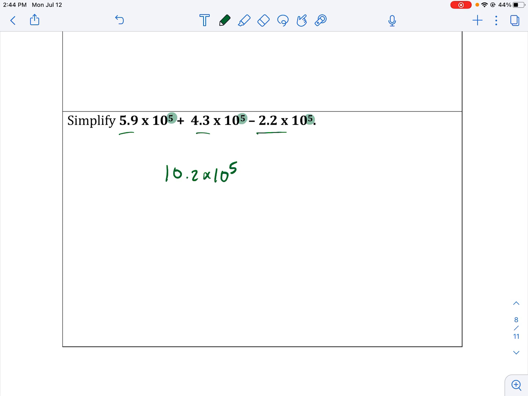Now you might be saying, well, that's not scientific notation. That's good that you recognize that. We don't care until the end for our last number to be in scientific notation. Times 10 to the fifth. Again, exponents are still the exact same. So now I'm going to go ahead and subtract 2.2, and I get 8 times 10 to the fifth.